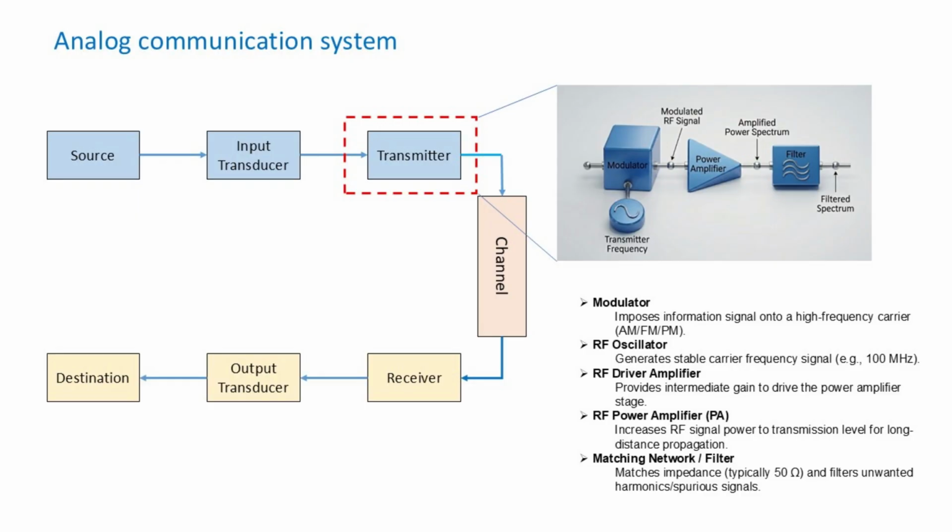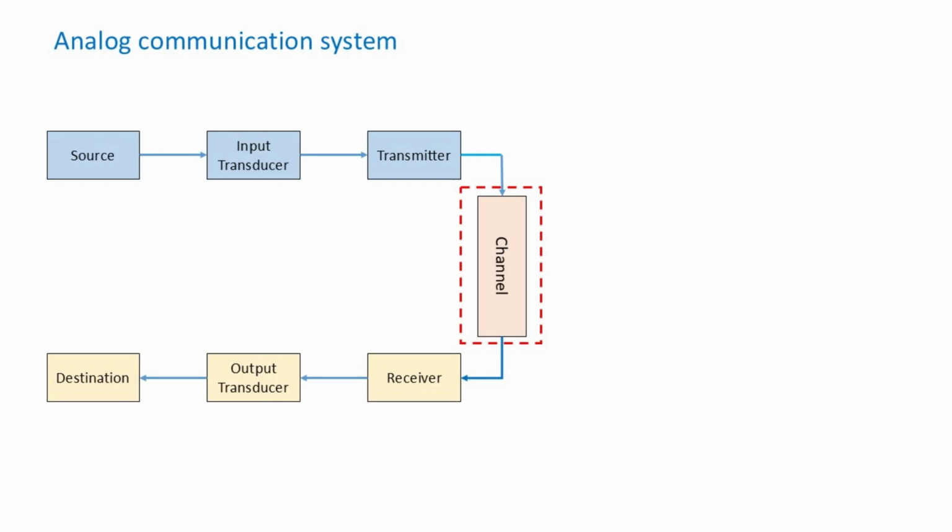The signal is then boosted by the RF driver amplifier, which provides enough gain to drive the next stage. After that, the RF power amplifier significantly increases the signal power so it can propagate over long distances through the antenna. Finally, the matching network and filter ensure proper impedance matching, typically 50 ohms, and remove unwanted harmonics or spurious signals before transmission.